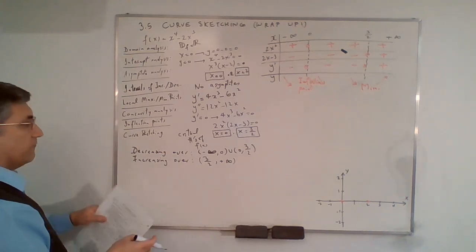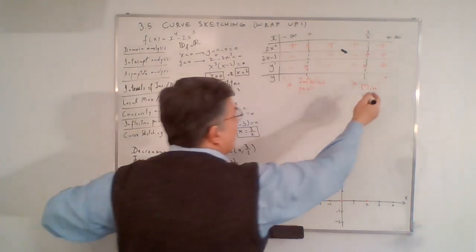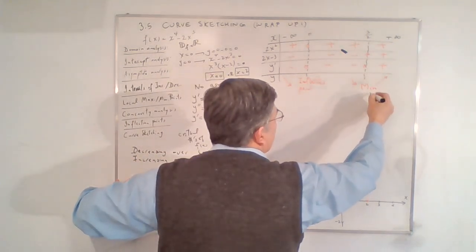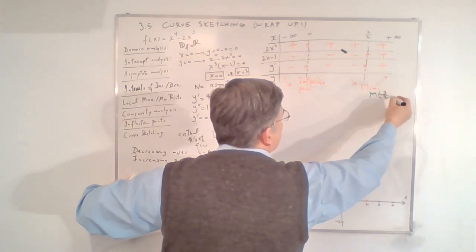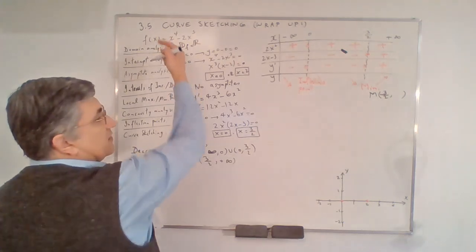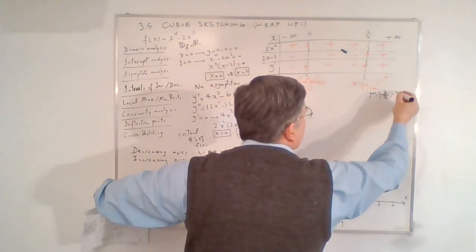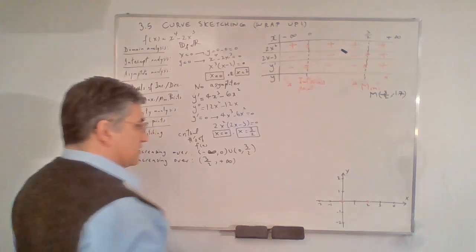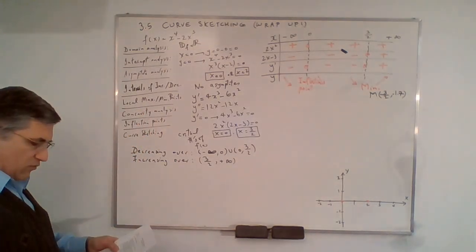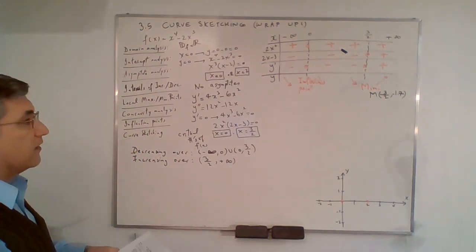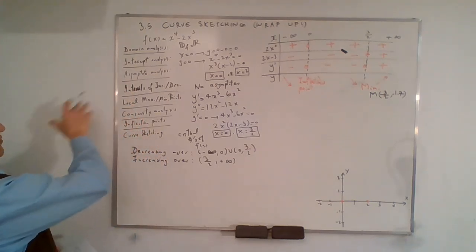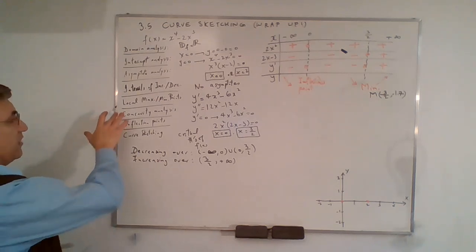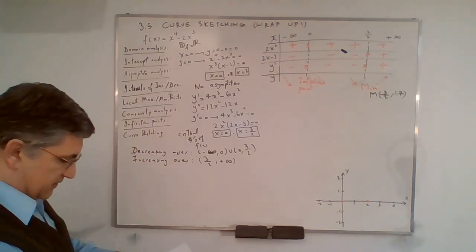And also the local minimum point, I'm going to call it point M. It was at 3 over 2, comma. Now if you plug in the original function, you get negative 1.7 roughly. So that's the y coordinate of the minimum point. So I think we're done with these two next steps. And now we move on to concavity analysis.